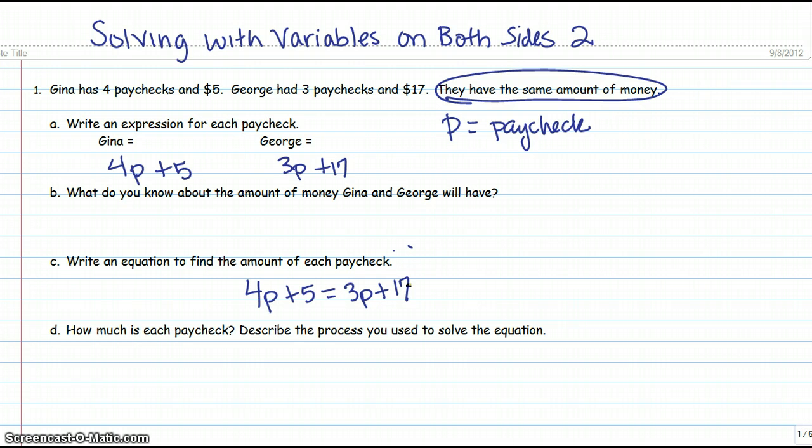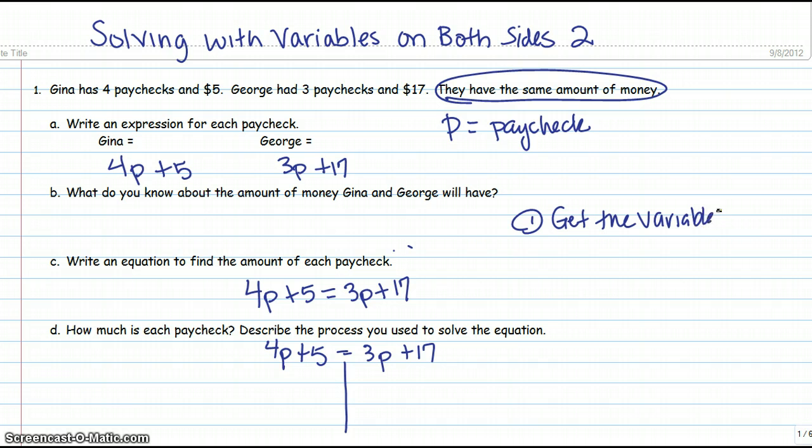How much is each paycheck, and describe the process you used to solve the equation? Well, let me rewrite the equation. 4P plus 5 equals 3P plus 17. As I work it, I'm going to describe how I solve it. Since there are P's on both sides of the equation, step number 1, get the variables together. So, I'm going to subtract 3P on both sides of my equation. On this side, that leaves me with P plus 5 equals 17.